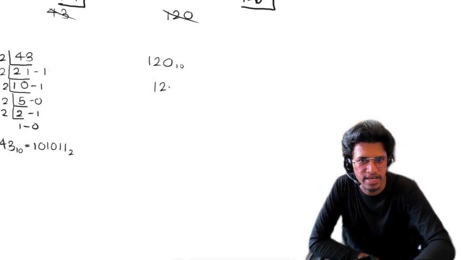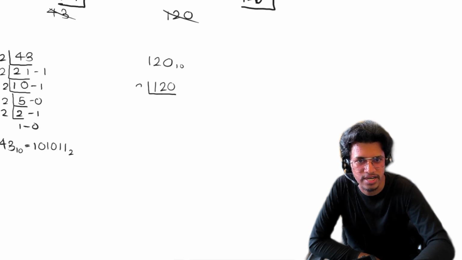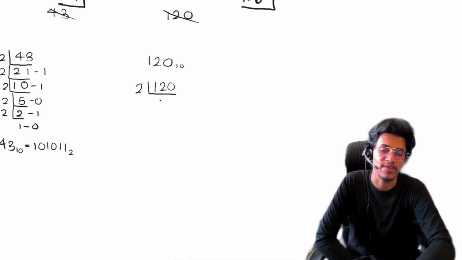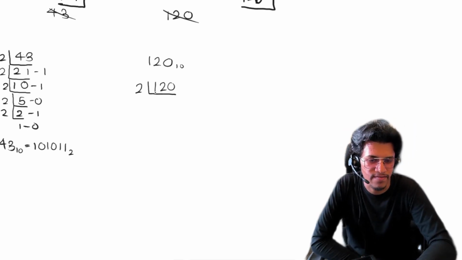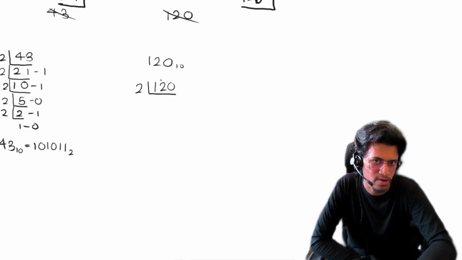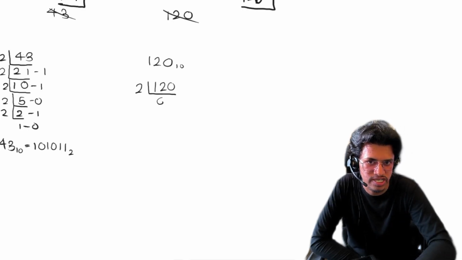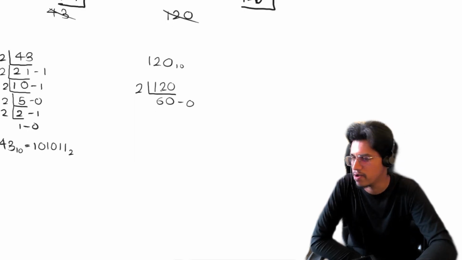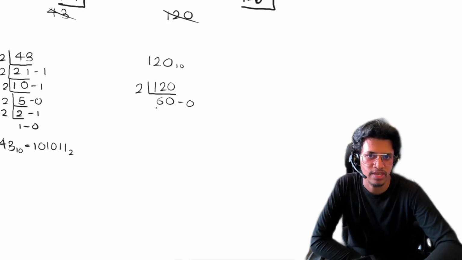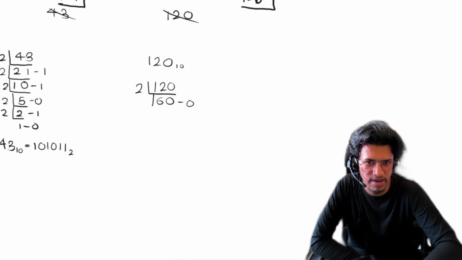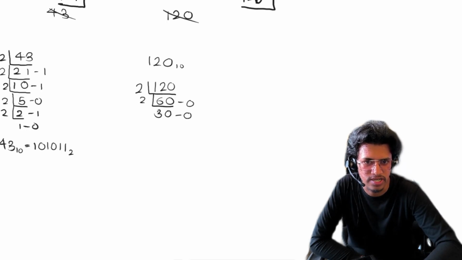120 divided by 2. 1 cannot be divided by 2, so we take 12. 12 divided by 2 is 6, and 0 cannot be divided by 2, so we put a 0 and the balance is 0. So 120 divided by 2 is 60. Then 60 divided by 2 we get 30, balance 0. 6 divided by 2 is 3, 0 cannot be divided, so we get 0.